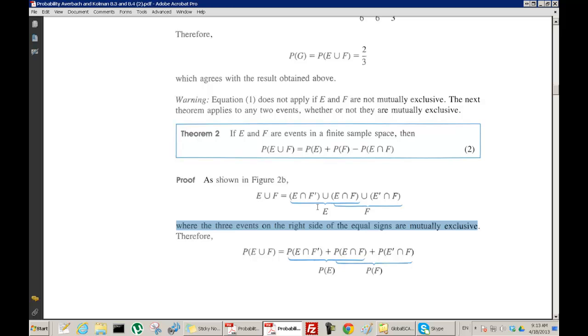So therefore what? We can change union to, I'm sorry, union to plus. So we did that, plus and plus. So we get that the probability of E union F is equal to the probability of the first one plus the probability of the second one plus the probability of the third one. That's what they have here.